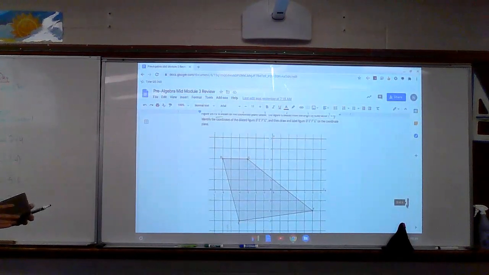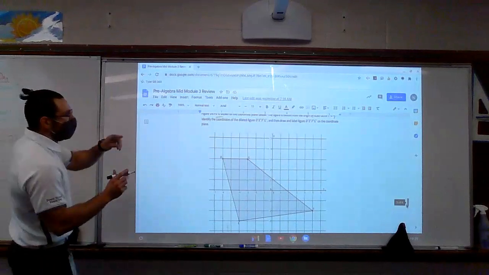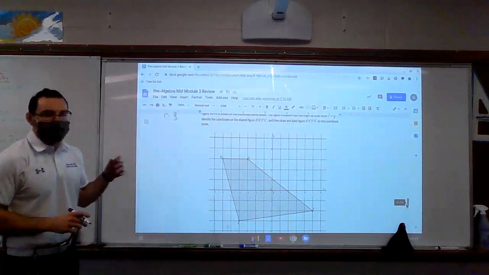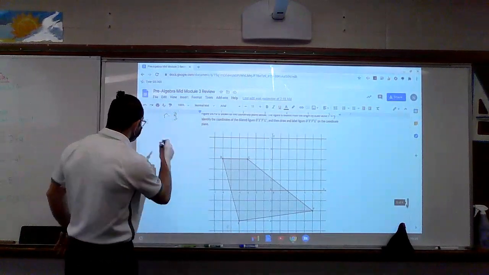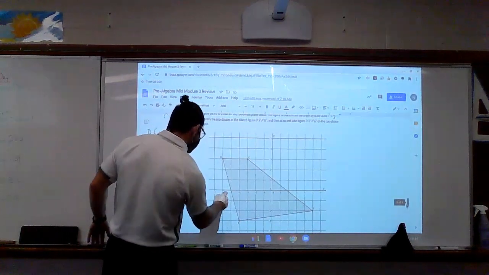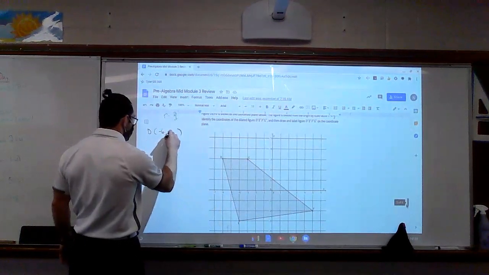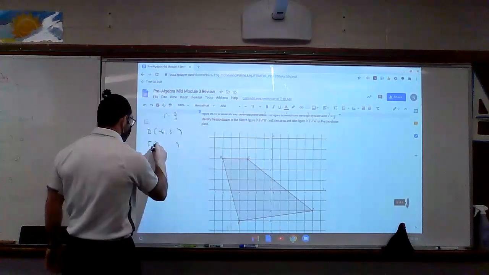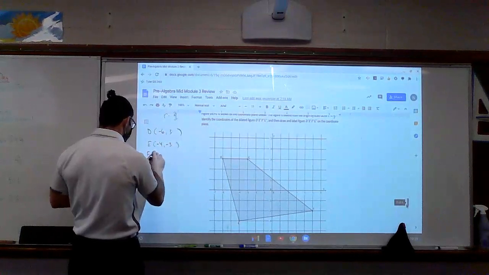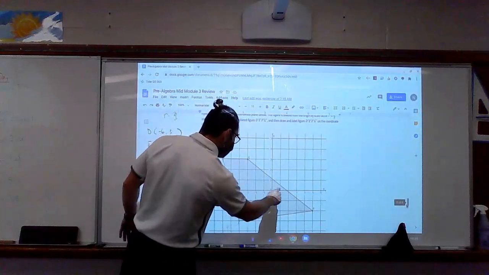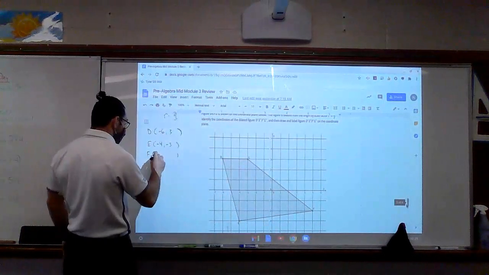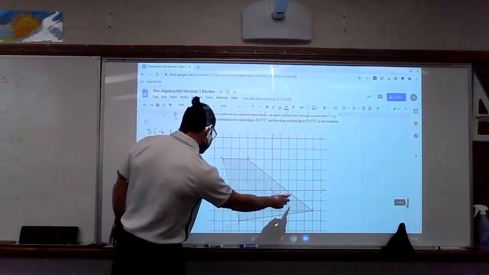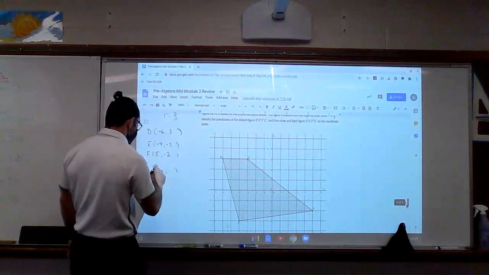So the scale factor is 2/3. I'm going to put it up here because you can't really see it. So R equals 2/3. It's a reduction, so it should be smaller. The first thing we need to do is find D, which is at (-6, 3). E, which is at (-4, -3). F, which is at (5, -2). And G, which is at (-3, 3).